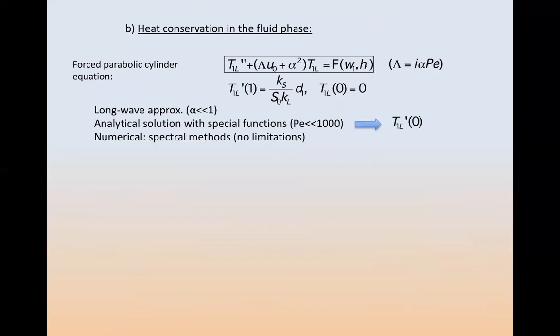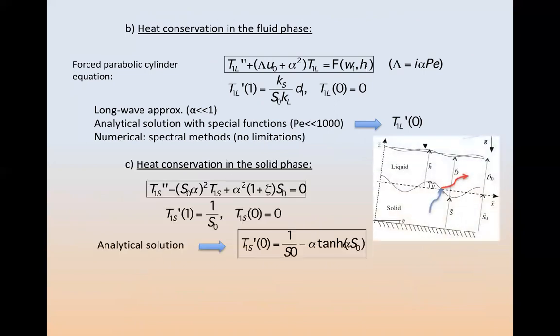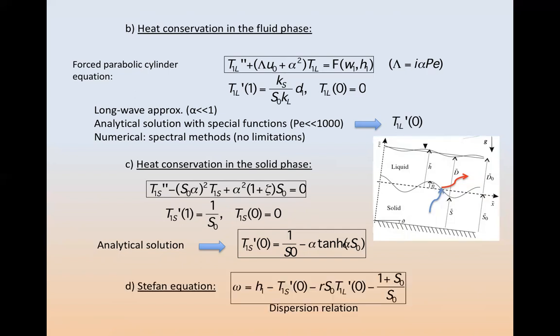So, following a very similar approach, we resolve what comes from heat conservation, so a forced parabolic cylinder equation, and also in the solid phase. In the solid phase it is easier. We have the analytical solution. And we need, again, I repeat, the difference in the temperature gradient at the interface. And all this is put in the Stefan equation, the evolution equation, that provides a dispersion relationship. So the growth factor, the only eigenvalue of the problem.